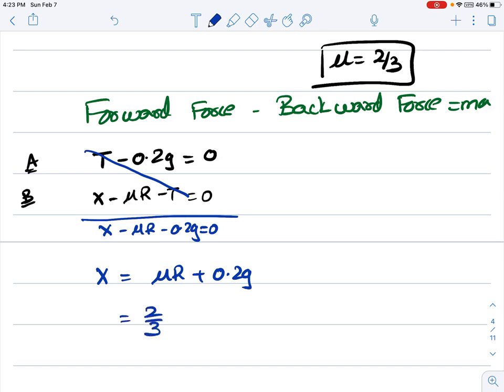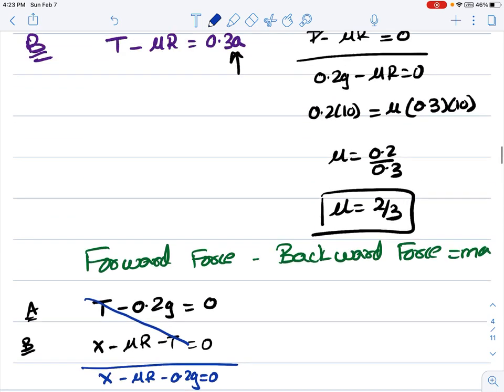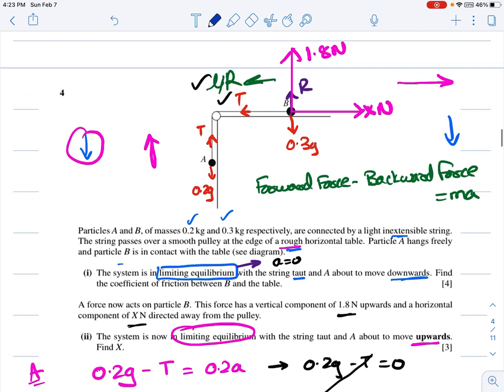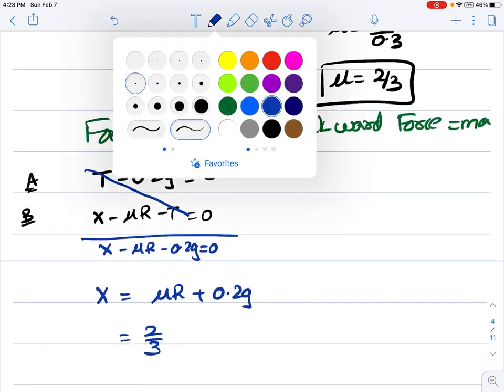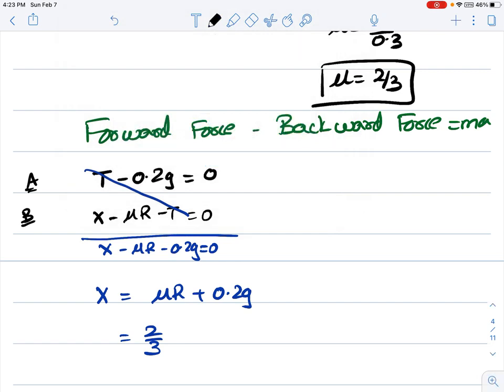Mu is 2 upon 3, times R. What is the R value? When we go back to the question, we can see that 1.8 plus R is balanced by 0.3 g. So I write it over here with a different color: R plus 1.8 is equal to 0.3 g. So R is equal to 0.3 g minus 1.8.